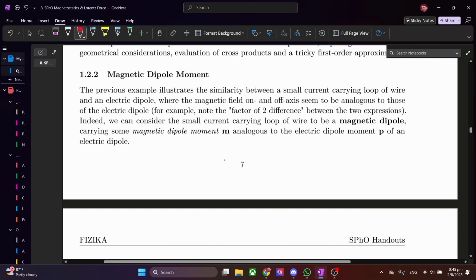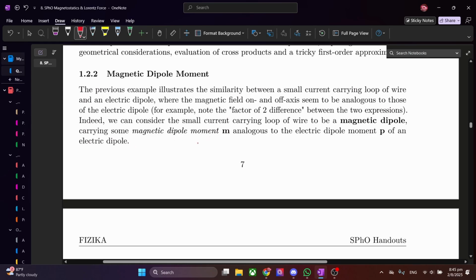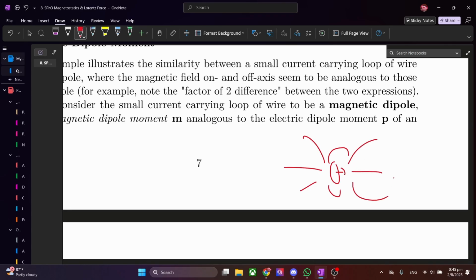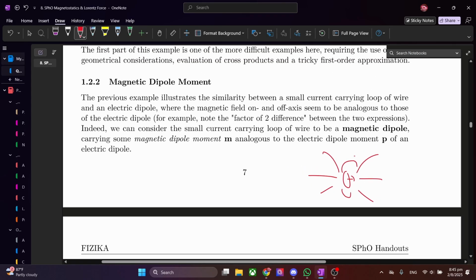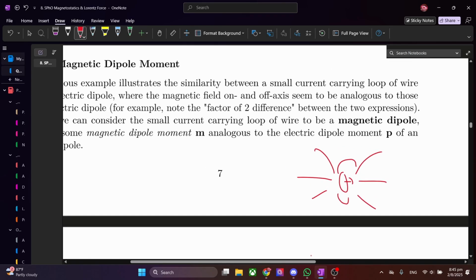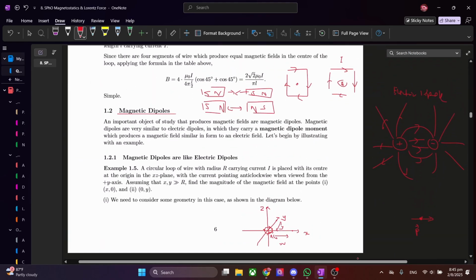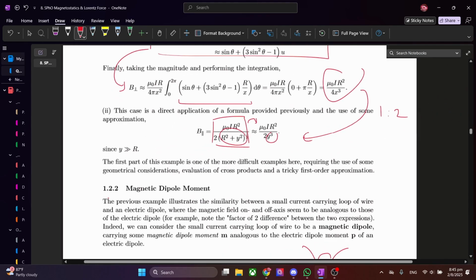So you'd have a magnetic dipole moment m that's analogous to this electric dipole moment, and this magnetic dipole also generates a field that looks similar. Something like that. I drew it really badly. This dipole also generates its own magnetic field that looks very similar to the one of the electric dipole.